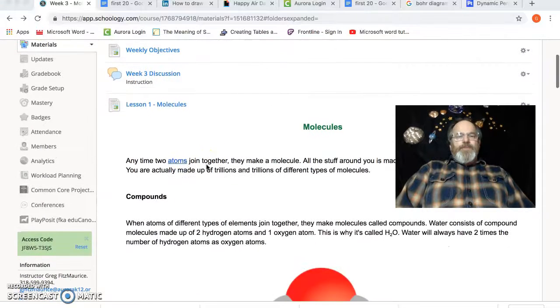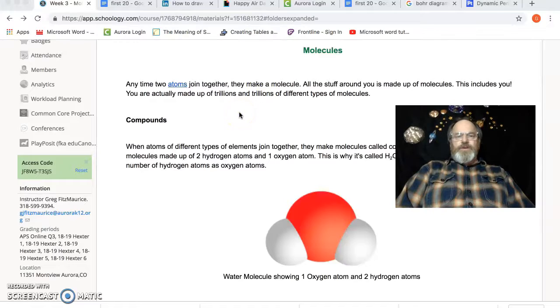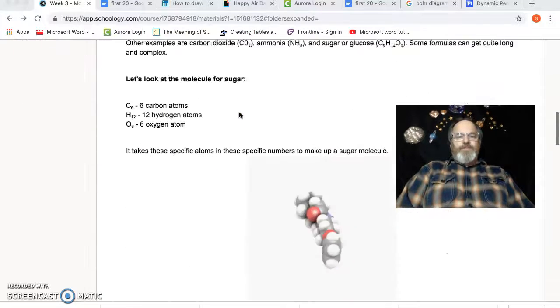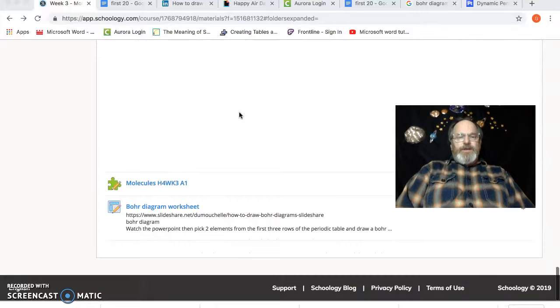So, first thing, there is a reading on molecules. Do that quick reading. All right, then after you're done with the reading, there'll be a molecules quiz. You just hit the link right here, okay? And there'll be a computer-graded quiz.